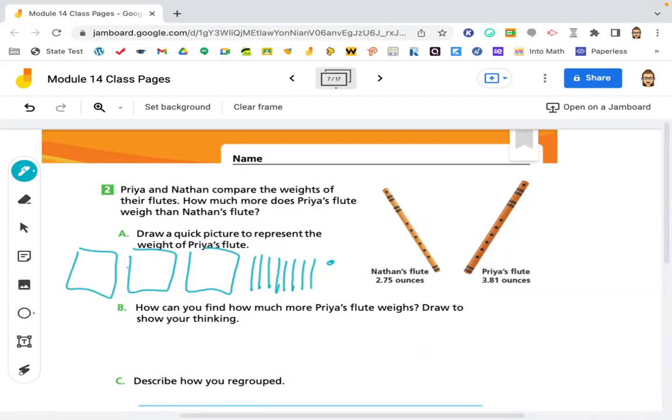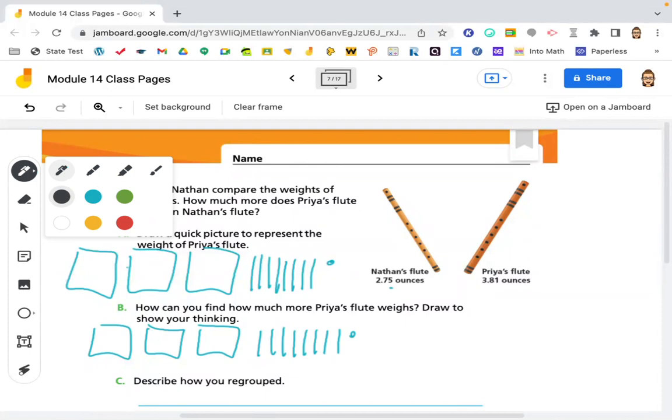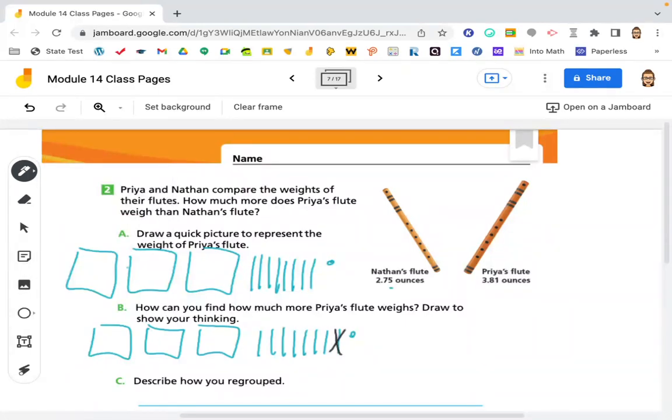Okay, so right now we know that in Nathan's we have 5 hundredths, so we don't have those hundredths in Priya's. So we are going to take one of the tenths and make it into hundredths. I'm going to redraw this whole thing here: 1, 2, 3, 1, 2, 3, 4, 5, 6, 7, 8, and 1. I'm going to take one of these, and 10 hundredths make up a tenth, so I'm going to add 10. So 1, 2, 3, 4, 5, 6, 7, 8, 9, 10.